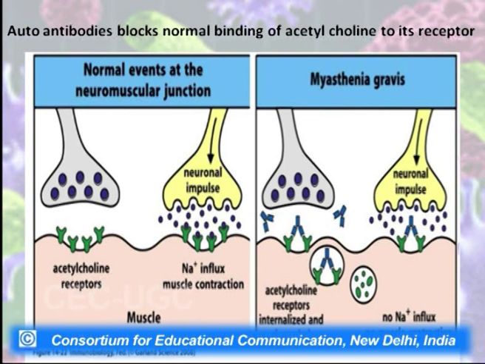This is happening in a normal case. However, in Myasthenia Gravis, what happens? Autoantibodies are produced which block the normal binding of acetylcholine to its receptor. So, they are sitting on the receptor and it is not letting acetylcholine come and bind to the receptor. Because of this, there is no sodium influx and no muscle contraction, and hence there is a weakening of skeletal muscles in this region.